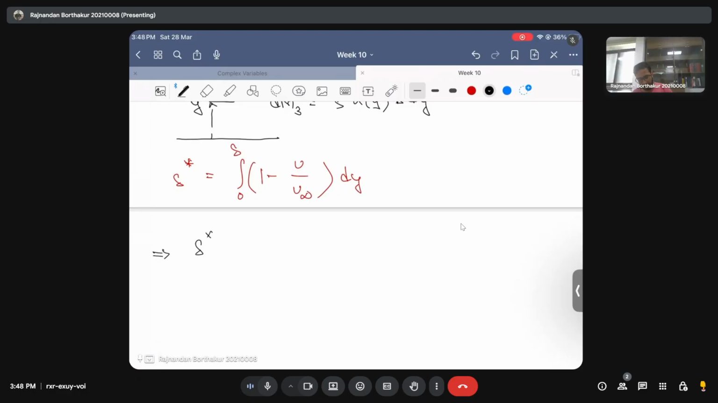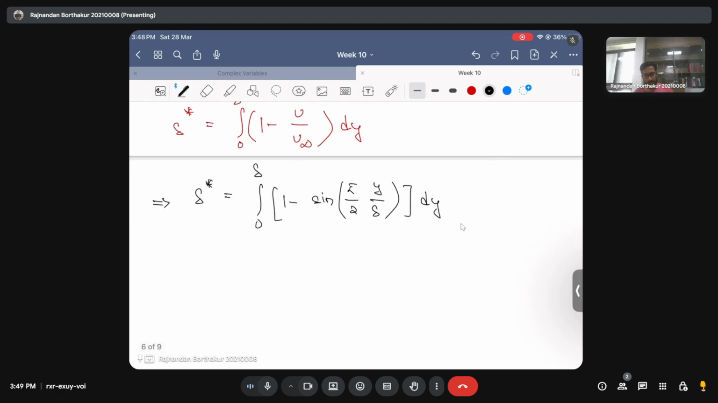So delta star is just going to be equal to integral 0 to delta, where u by u infinity is the sinusoidal profile. So this is going to be equal to 1 minus sine of pi by 2 times y by delta, times dy. And as we know, we'll do the same business. We'll say that y by delta is equal to m, which means dy is equal to delta times dm.